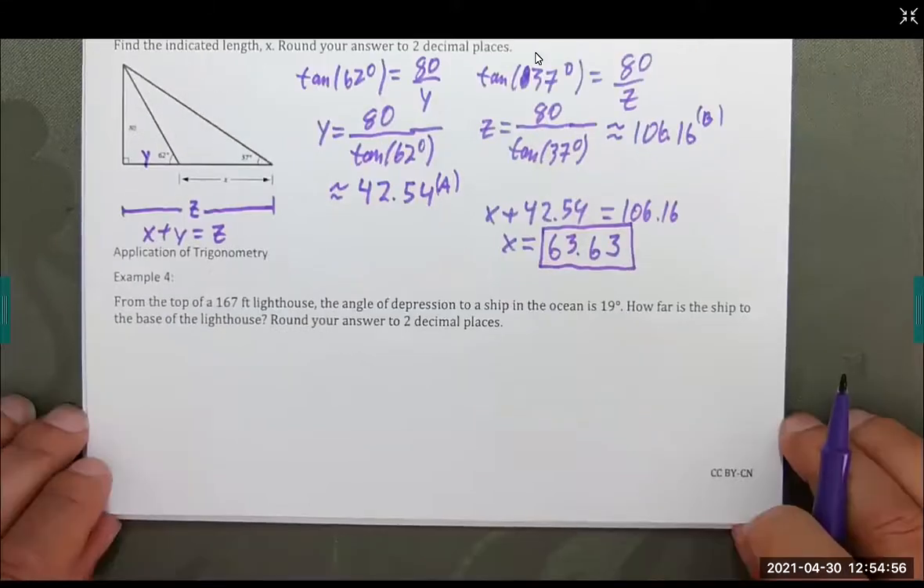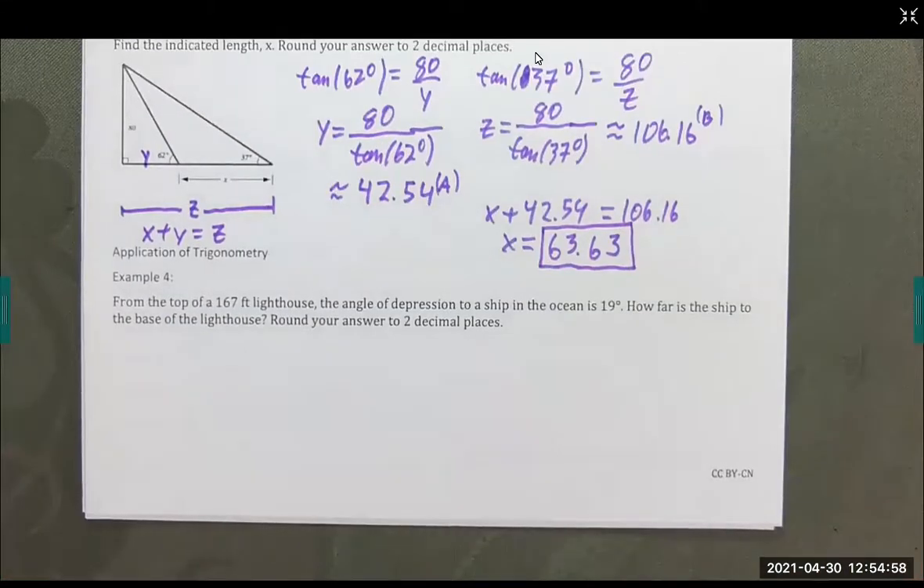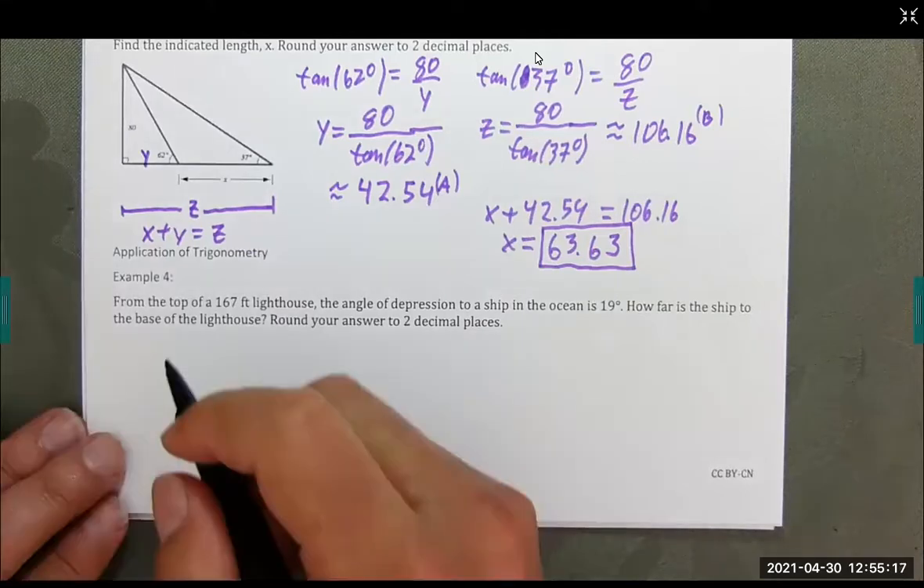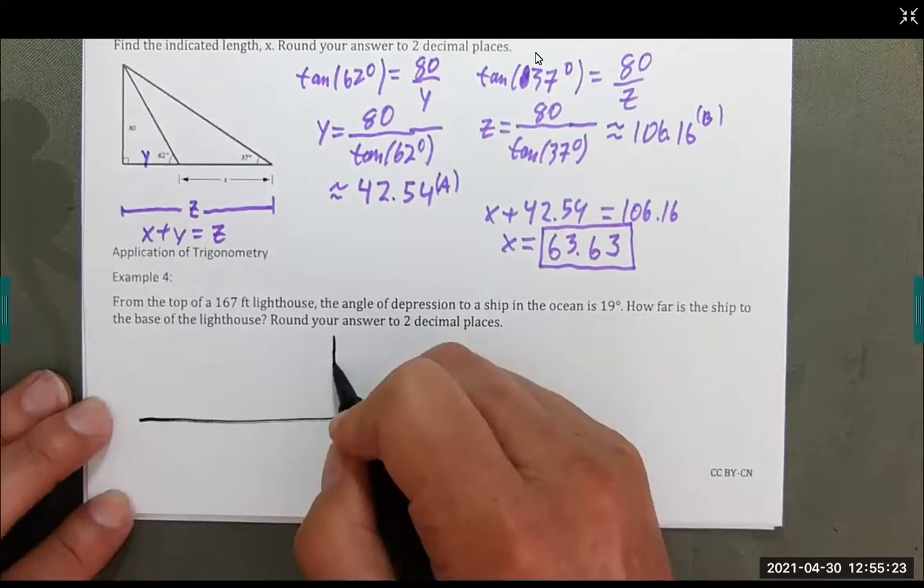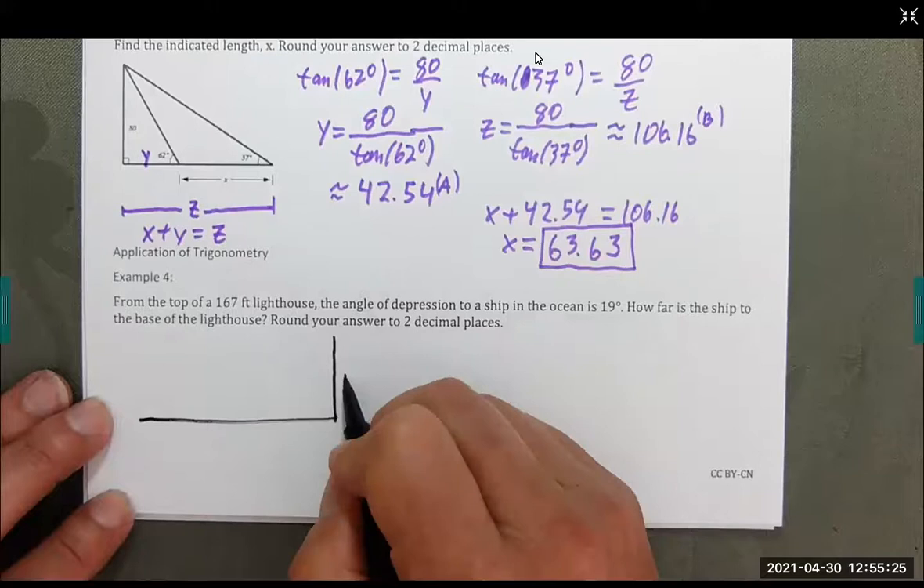All right. From the top of a 167-foot lighthouse, the angle of depression to a ship in the ocean is 19 degrees. How far is the ship to the base of the lighthouse? Now, please note we're not accounting for the curvature of the Earth, which is fine. It's about flat for such a short distance. But I want to draw a picture here. So here we have the ocean. We have the lighthouse, which is 167 feet.